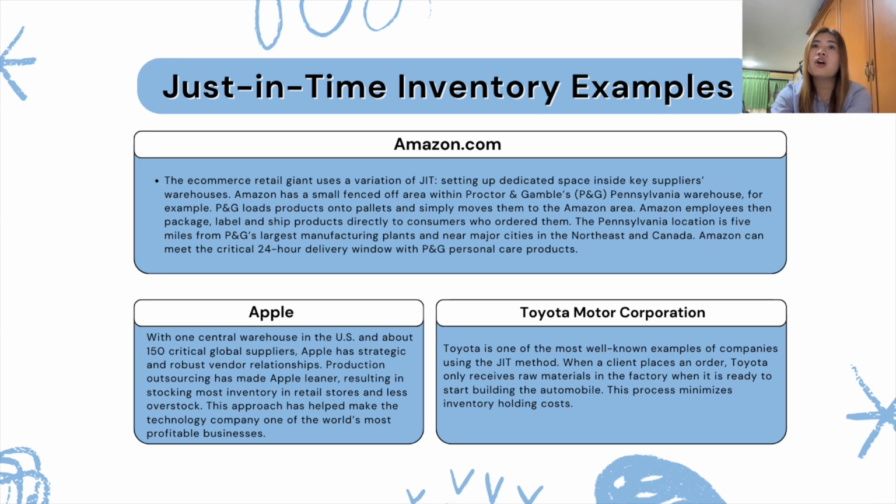Toyota Motor Corporation. Toyota is one of the most well-known examples of companies using the JIT method. When a client places an order, Toyota only receives the raw material in the factory when it is ready to start building the automobile. This process minimizes inventory holding costs.